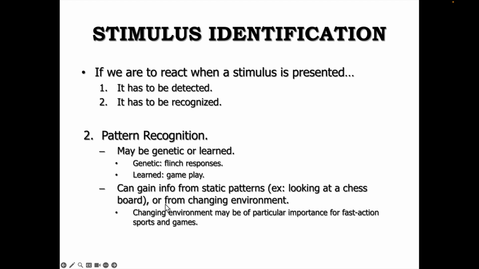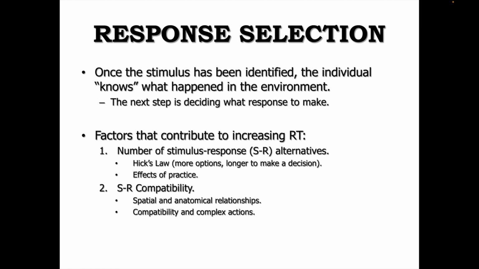With pattern recognition, we can gain information from static positions, for example, looking at a chessboard, or from a changing environment, for example, in soccer. So once we identify the stimulus, the individual knows what happened in the environment, and therefore we need to decide what response to take.